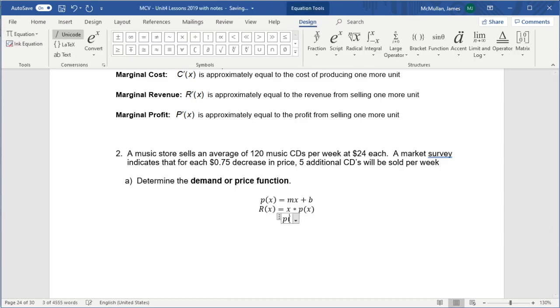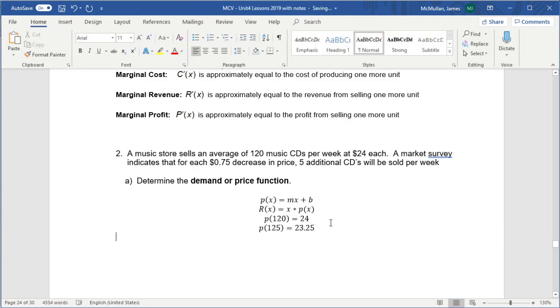Let's think about what we know about the demand function. We know that p of 120 is 24. We know that p of 125 is 23.25, right? And let's just think through how we did this again. This is like saying to sell 120 CDs, I should charge $24. Here it's like saying to sell 125 CDs, I should charge $23.25. I need to take off 75 cents from the price in order for this to work.